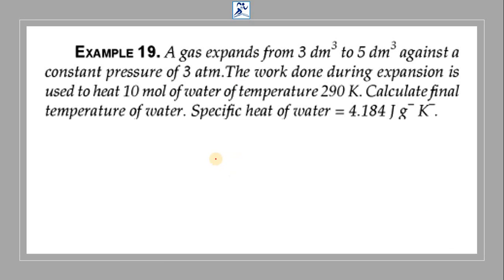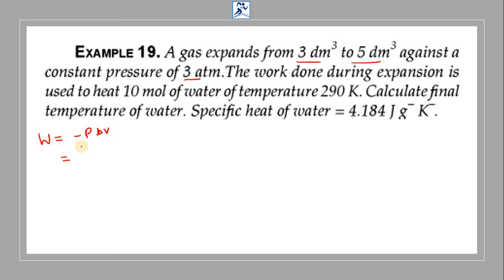Next question. A gas expands from 3 decimeter cube to 5 decimeter cube against a constant pressure of 3 atmospheres. Here also the same thing: work done by the system is minus PΔV. We can find the work done during the expansion. Then it is used on 10 moles of water at temperature 290 Kelvin, and calculate the final temperature of water, specific heat of water given, like the previous problem.